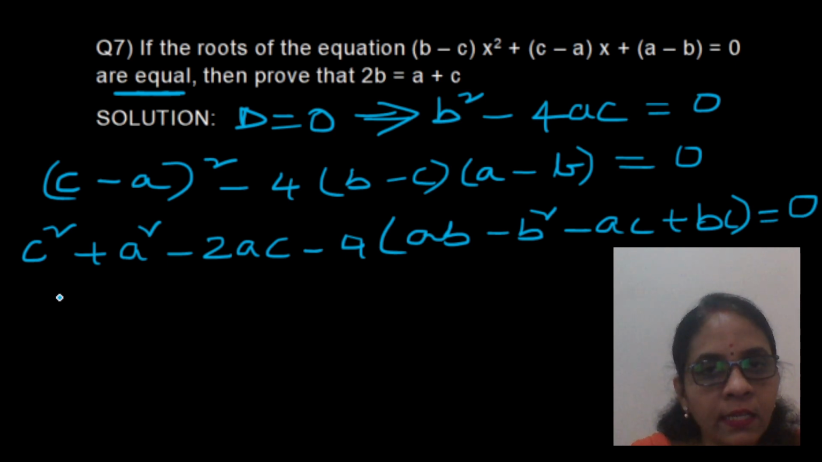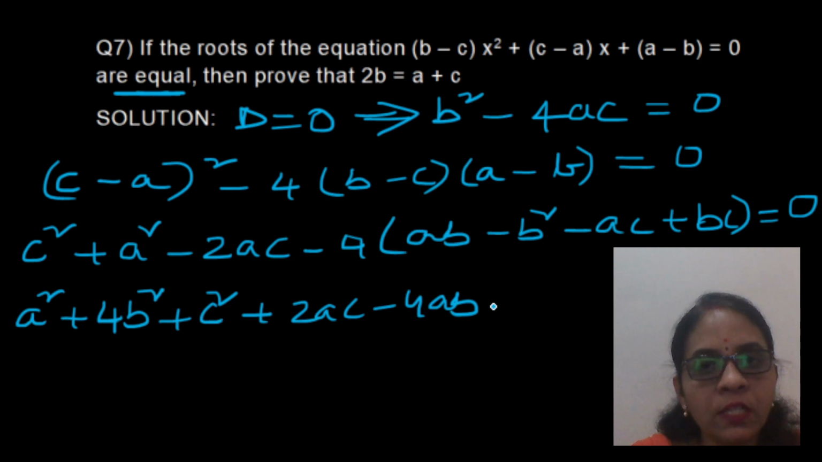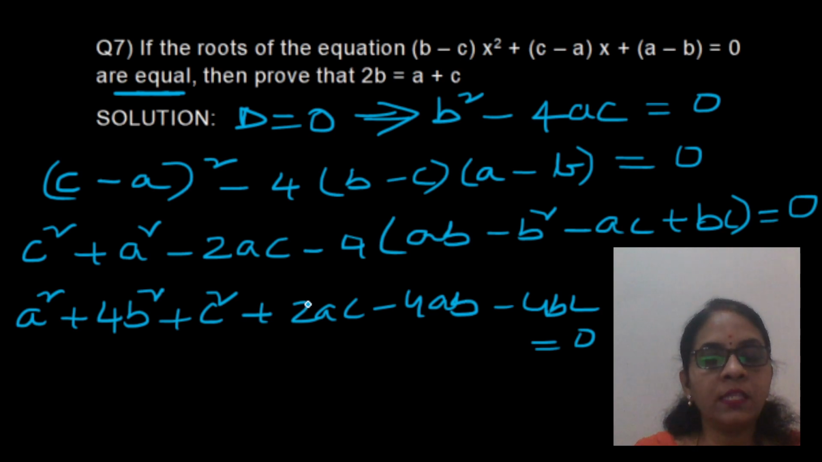So let us write it in one go. Minus into minus becomes plus, children. So I am writing it as a square plus 4b square plus c square, minus 2ac plus 4ac becomes plus 2ac, and then you do not have anything else to cancel. So minus 4ab and minus 4bc, which is equal to 0. Children, if you observe carefully, this is of the form a plus b plus c whole square, and here b is 2b.